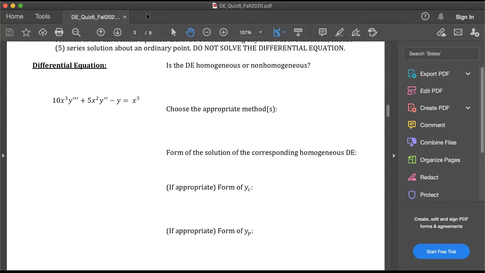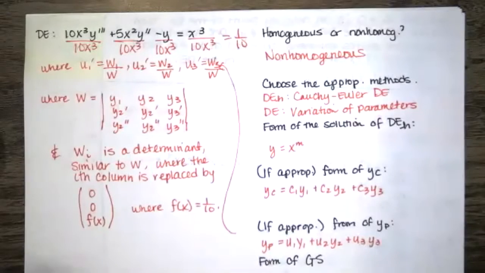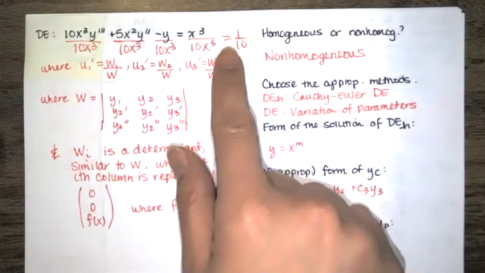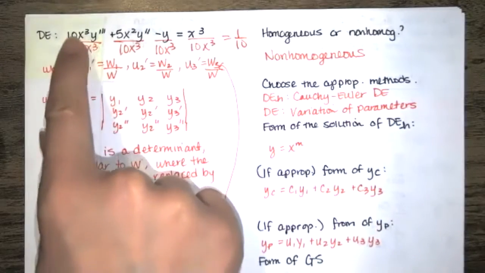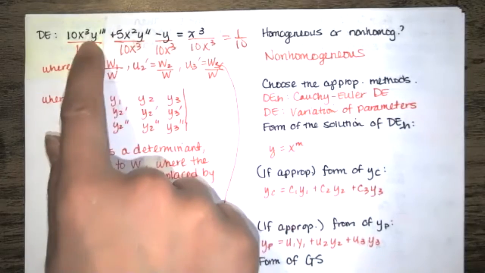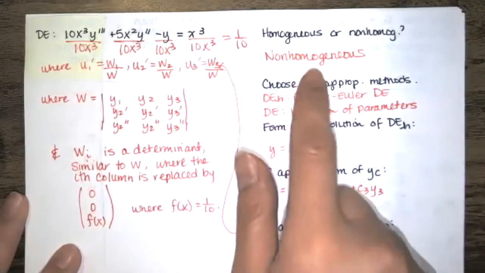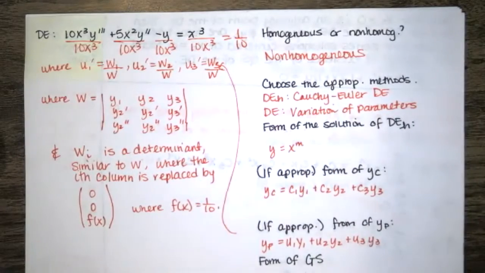So here's our first differential equation. Actually, I'll share my paper with you. So here's my first differential equation. I notice that when my y's are all on this side, I've got my y here, my y double prime, and my y triple prime here. The right-hand side is non-zero, so that makes this a non-homogeneous differential equation.